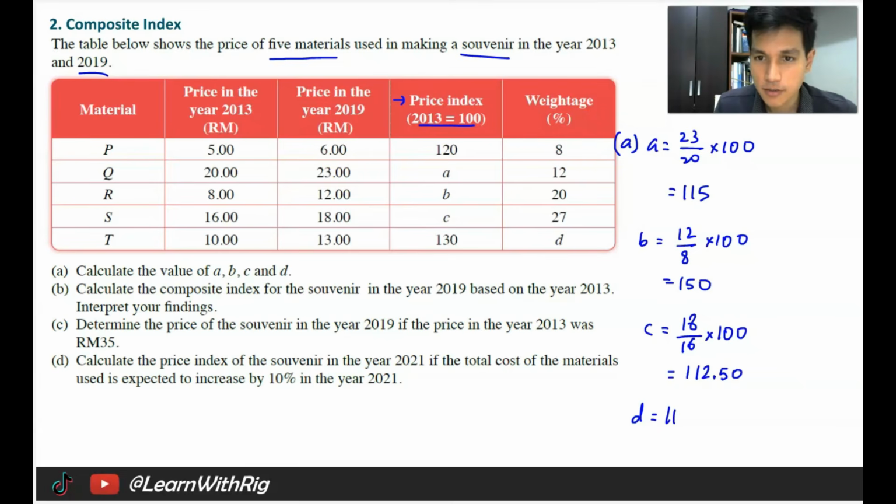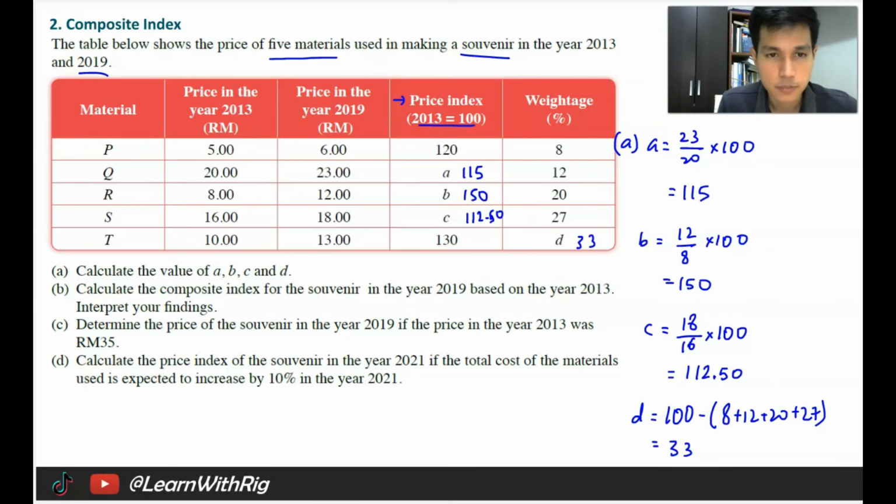So you just take 100 minus all of this. So minus, you can write the 8 plus 12 plus 20 plus 27. So you minus all of that, your answer should be 33. Okay, so now you found all of them. So this one is 33, this one is 115, 150, 112.50.